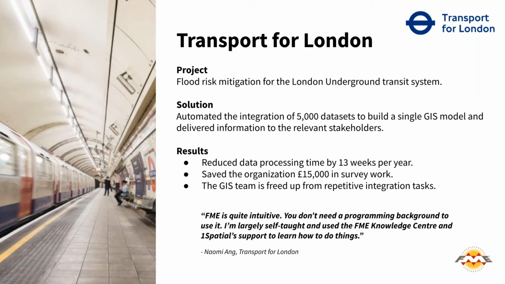Underground Rapid Transit System. The team had collected 5,000 datasets, including terrain, groundwater, and water main location information to determine risks to their assets. They used FME to automate the complex integration process with the help of one of our partners, OneSpatial. In the end, FME helped them reduce data processing time by 13 weeks per year, save £15,000 in survey work, and takes weight of repetitive work off their GIS team by simply rerunning the same tasks.